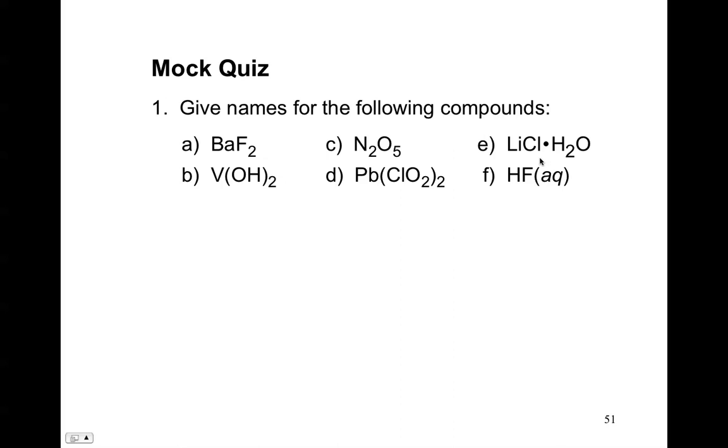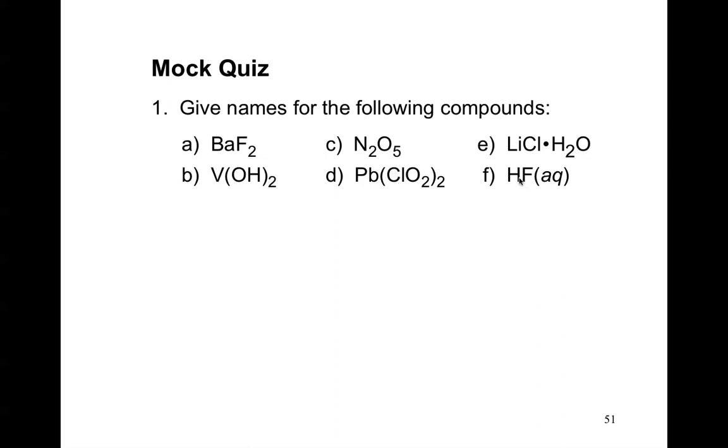All right, compound E is an ionic compound. Lithium's a metal, chlorine's a nonmetal, so you name it lithium chloride, but it's a hydrate. So we recognize that there's just one water molecule for every lithium chloride in the formula unit, so you'd name it lithium chloride monohydrate.